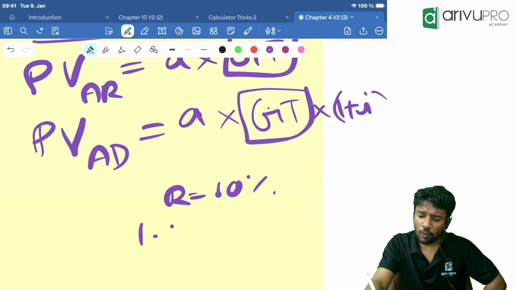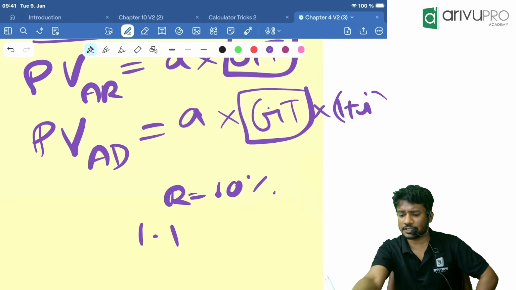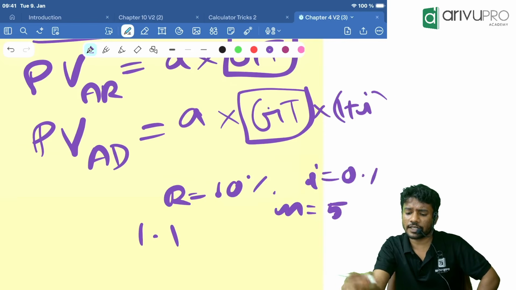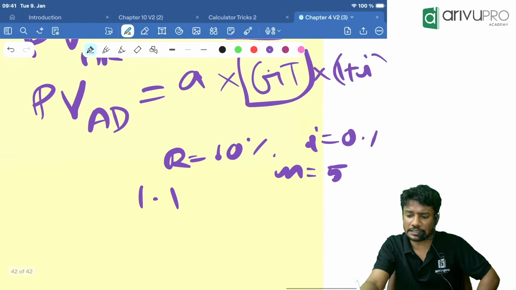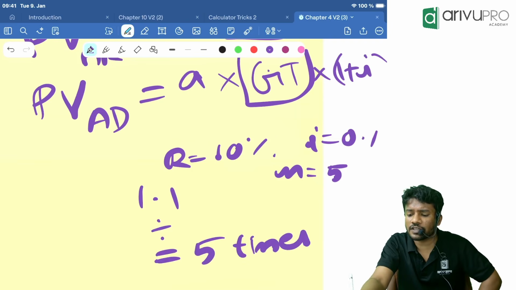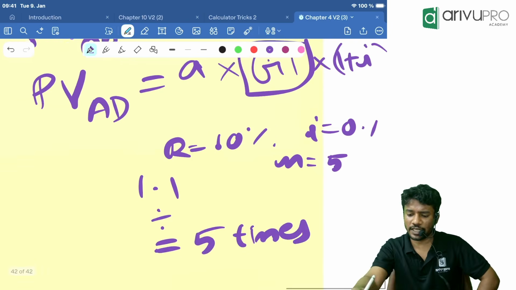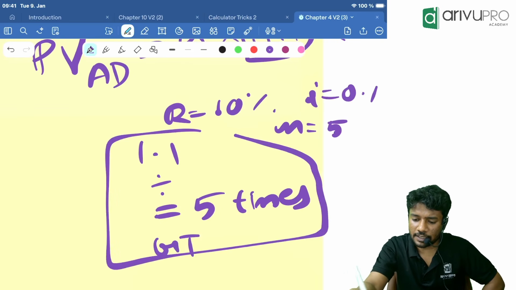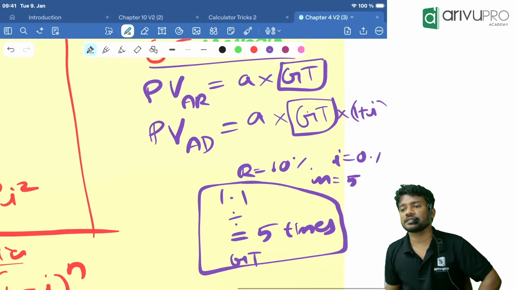You will type 1.1 on your calculator. That means I is equal to how much? 0.1. Then number of years, let it be 5. You will type 1.1 on your calculator. Then you will click divide. Then you will click equal to. How many times equal to? 5 times, number of years times, you will click equal to. Then you will click which button? GT button. Then you will get the entire GT factor for the question.